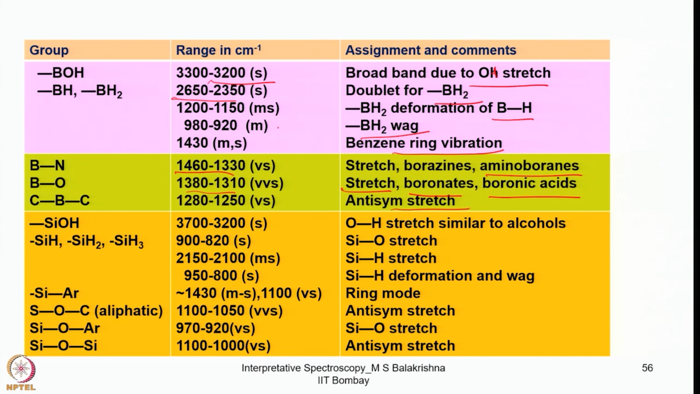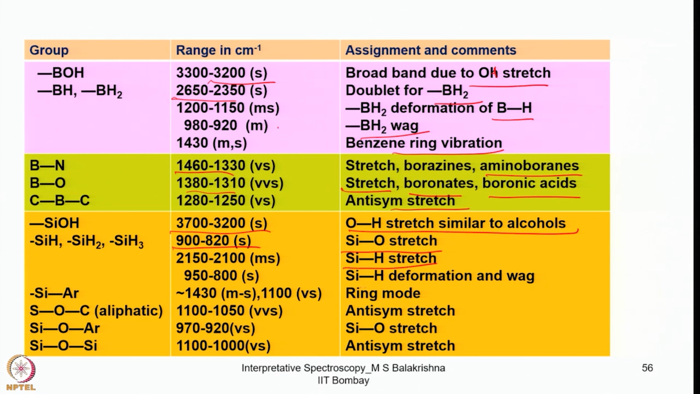Similarly, if you look into silicon compounds, if you have the silicon hydroxide SiOH bond, we can see it in the range 3700 to 3200, an OH stretch, very similar to what we come across in alcohols, ROH. And then if you have SiH, SiH2 or SiH3, that means primary silane, secondary silane or tertiary silane, we can see they all appear in the range of 900 to 820 centimeter -1, and the SiO stretch for the other one, and then you see the SiH stretch here.